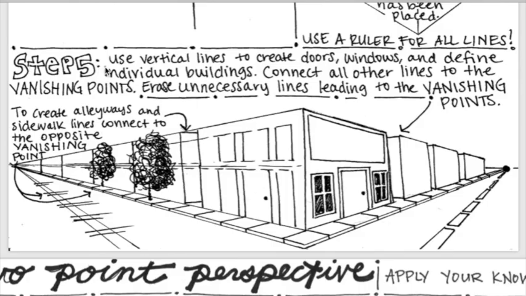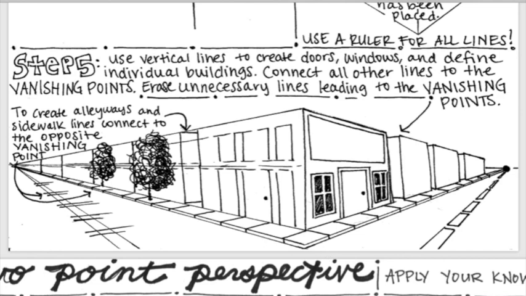Looking at step 5, it says use vertical lines to create doors, windows, and define individual buildings. Connect all other lines to the vanishing points. Erase unnecessary lines leading to the vanishing points. Create alleyways and sidewalk lines connected to the opposite vanishing point. So the sidewalk on the left side of my drawing has lines going to the right vanishing point, and the alleyways on the right side of my drawing have lines that go to my left vanishing point. You can even see that on my road dashes. The width is determined by the vanishing point on the right, and the height or the length is being determined by my vanishing point on the left. And we'll show you how that looks in the demo here.